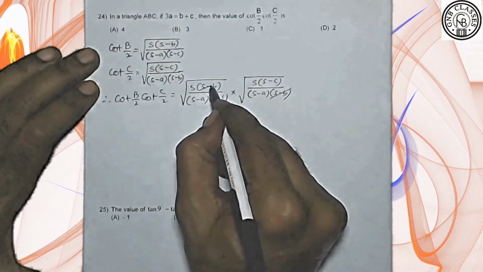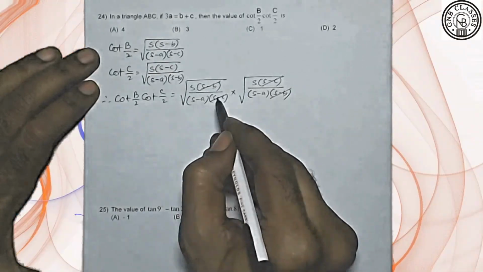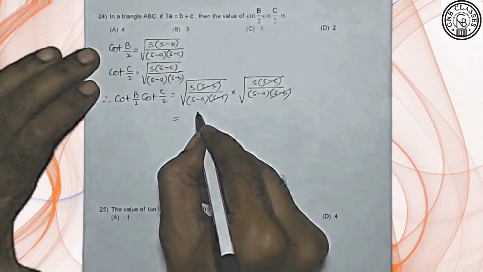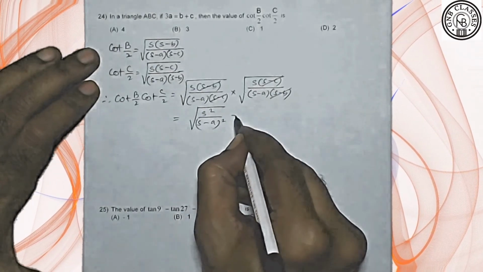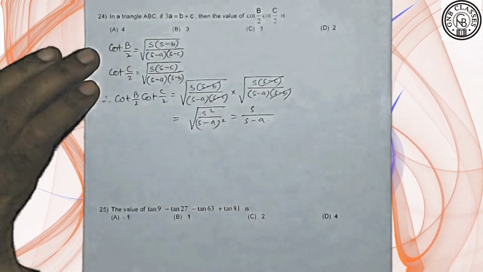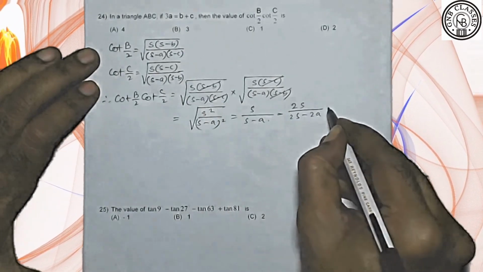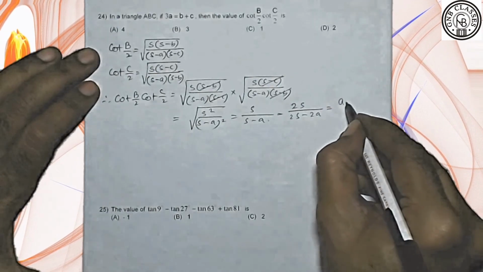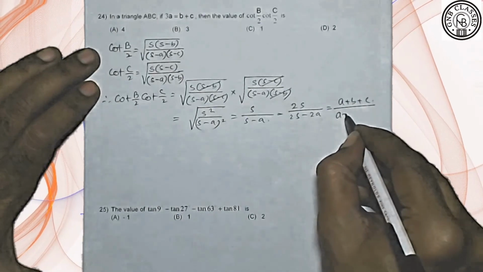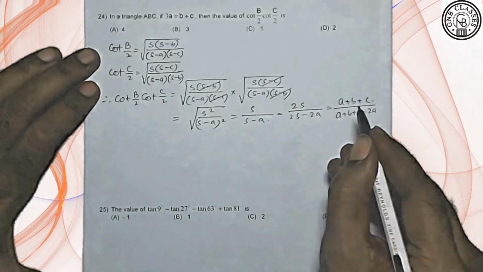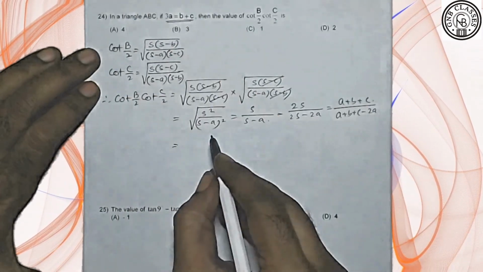root s minus b goes off, s minus c goes off. So we are left with under root s square by s minus a whole square. That gives us s by s minus a. So let me just multiply 2 in numerator and denominator. 2s can be replaced by a plus b plus c. So this is a plus b plus c minus 2a. That gives us, again, we know that 3a is b plus c.